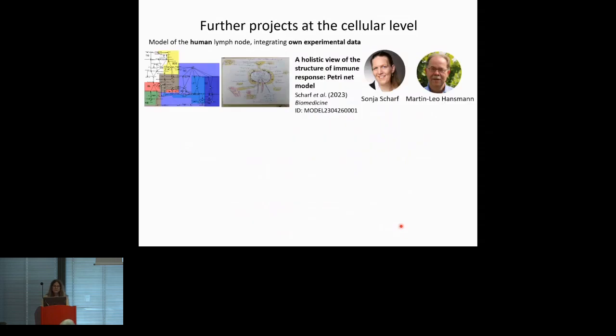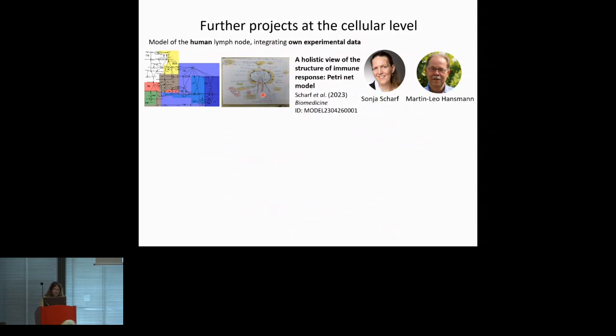So that was the part for salmonella, and I'm going now to further projects at the cellular level. And here's a very nice project where we model the human lymph node. That is important because there are existing models on the mice lymph nodes and rat lymph node, but not the human one. And we are integrating our own experimental data.